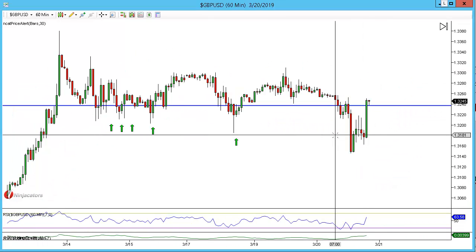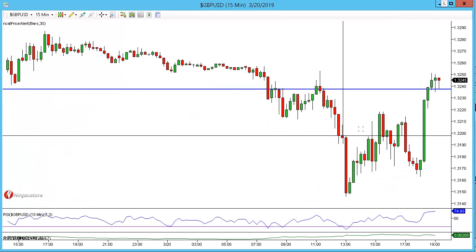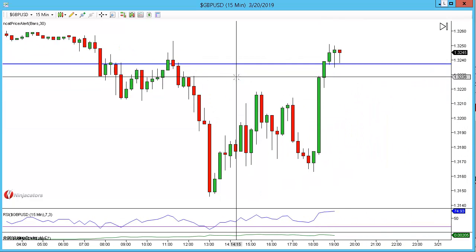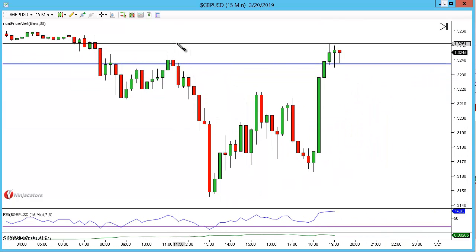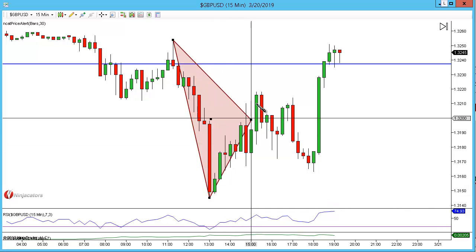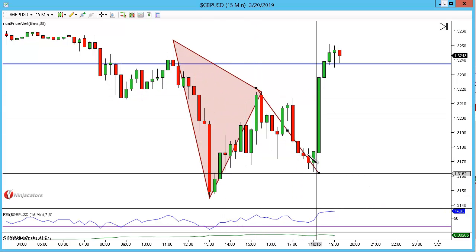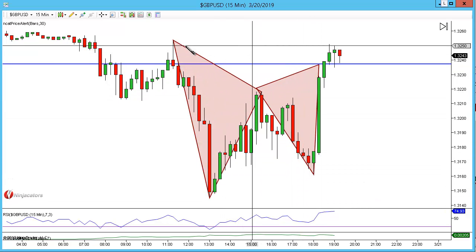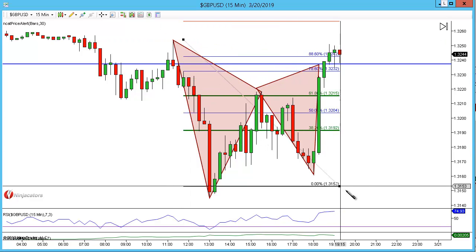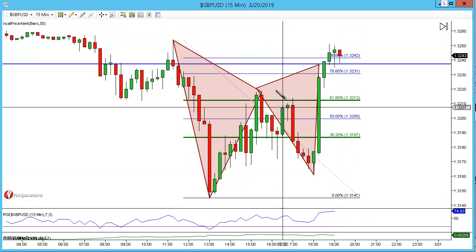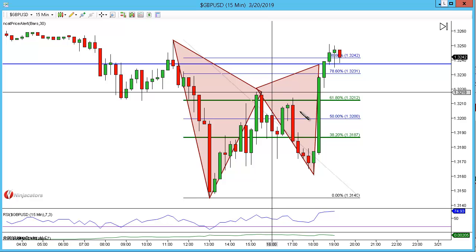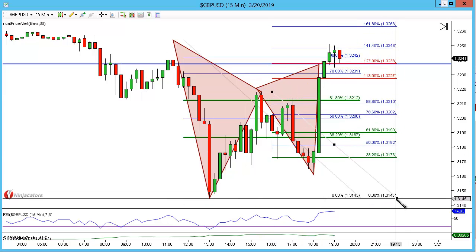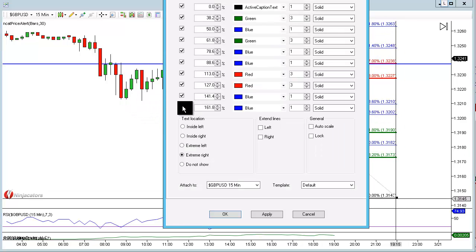not a great deal here on the 60. If we go to the 15, and here on the 15 you will be able to see this advanced pattern. It is a Gartly pattern looking like this. And you can see we hit that 61.8, and if we're looking for an entry, we're looking for a minimum of a 127. So let's just remove all the other fibs.